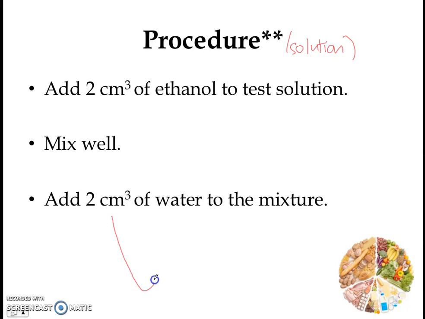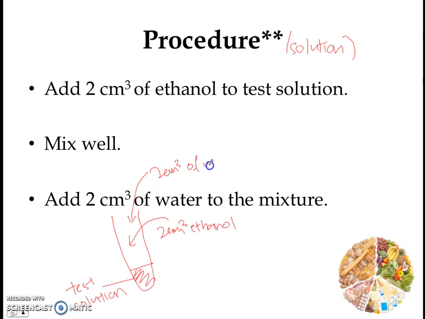Okay, so imagine, let's say we have a test substance in a test tube. Okay, something like coconut juice. So this is a test solution, solution form. Okay, what we need to do is add in 2 cm³ of ethanol, mix it well, and then add in 2 cm³ of water. And that's all you need to do if it is a solution form.